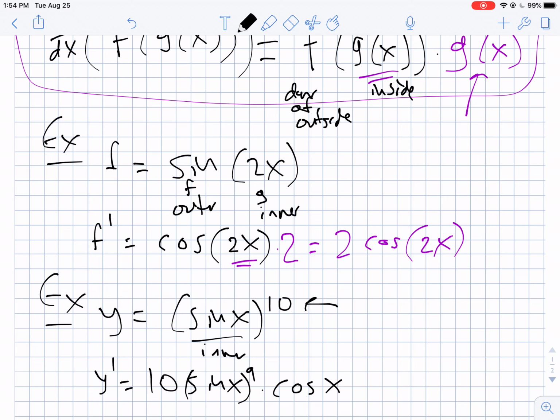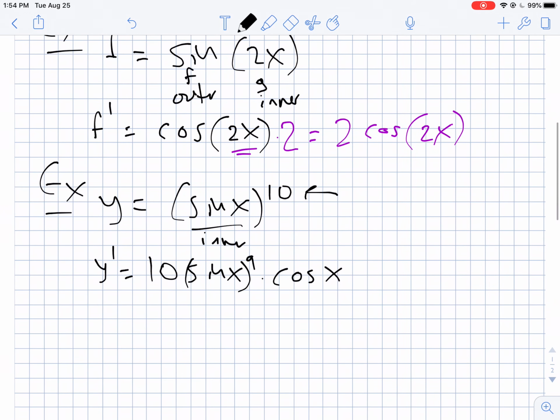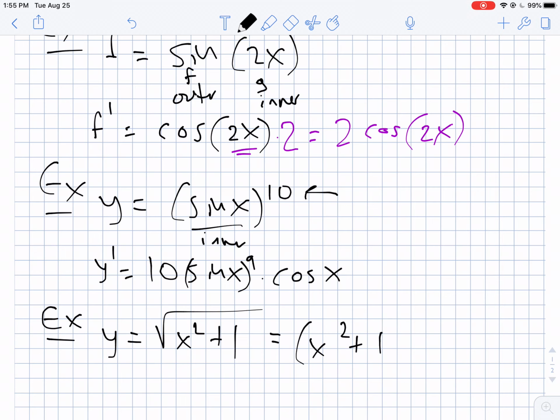And again, if you want to actually kind of make some guesses on this, when I put a problem up, feel free to pause the video, try and solve it on your own, and then compare to what I get. That might be a really good idea. Okay, so some other examples. Let's say we have the square root of x squared plus 1. Now, it might behoove you to write this as an exponent, like x squared plus 1 to the 1/2 power.